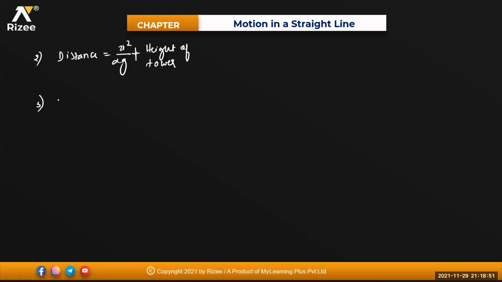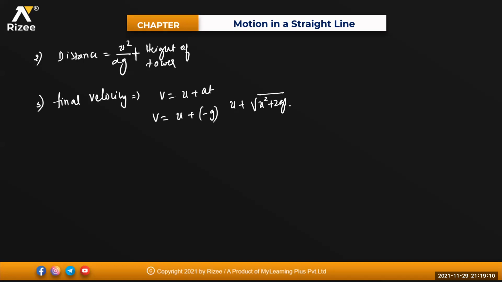Now tell me what is the final velocity with which it will be hitting? Final velocity v equals u plus at. So v equals u plus a t, where acceleration is minus g, into the time taken, which is u plus under root of u square plus 2gh divided by g. Just now we calculated the time. Clear?